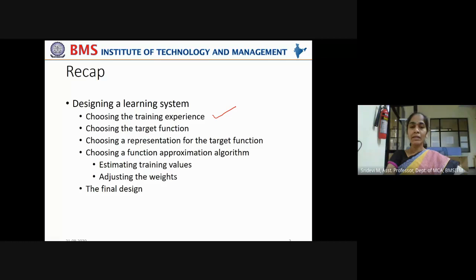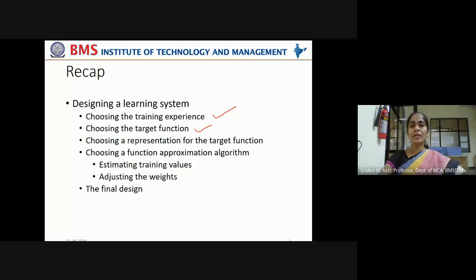Okay, and in that case, how to choose the training experience and how to choose the target function, because the machine can't understand the task it has to perform in a normal language. We try to mathematically represent it, we try to generalize it, so that that particular equation will be applicable for all the future data points also, which it has learned from the historic data, right?